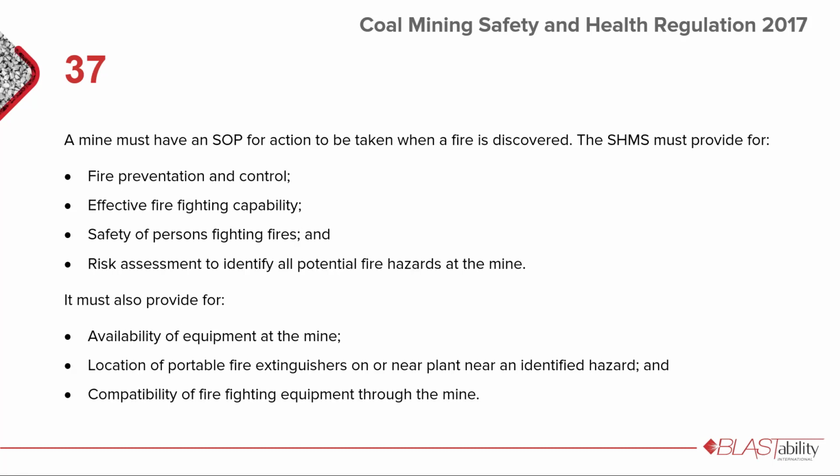37. A mine must have an SOP for action to be taken when a fire is discovered. The SHMS must provide for fire prevention and control, effective firefighting capability, safety of persons fighting fires, and risk assessment to identify all potential fire hazards at the mine. It must also provide for availability of equipment at the mine, location of portable fire extinguishers on or near plant near an identified hazard, and compatibility of firefighting equipment throughout the mine.